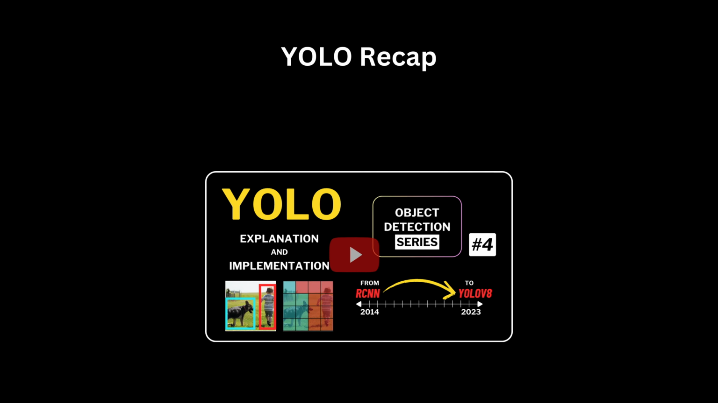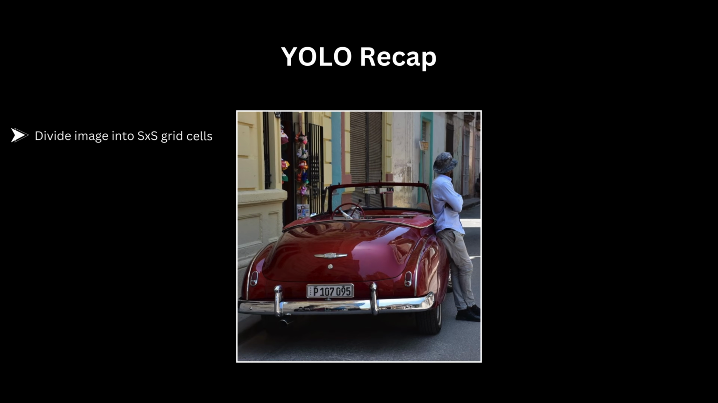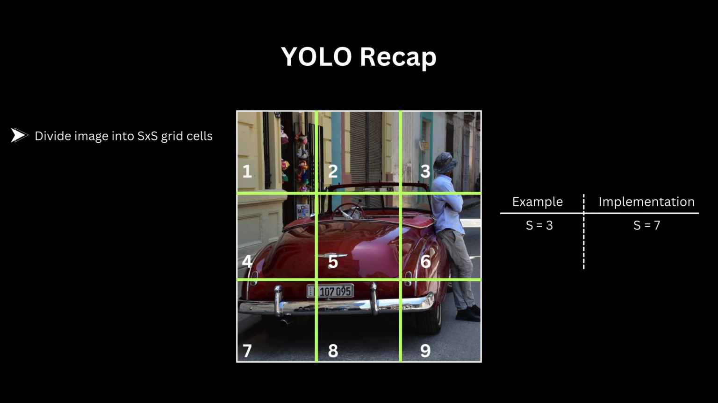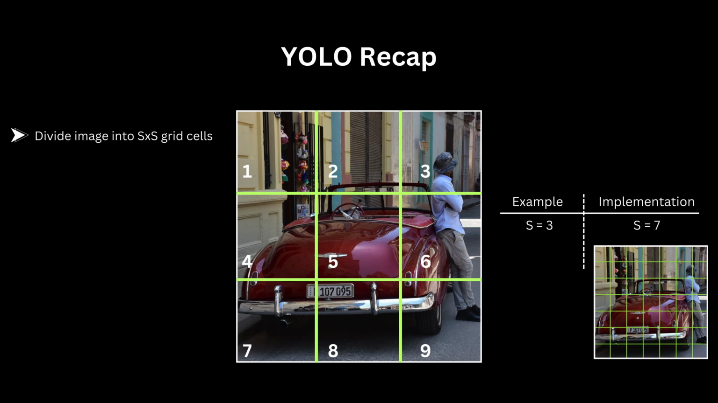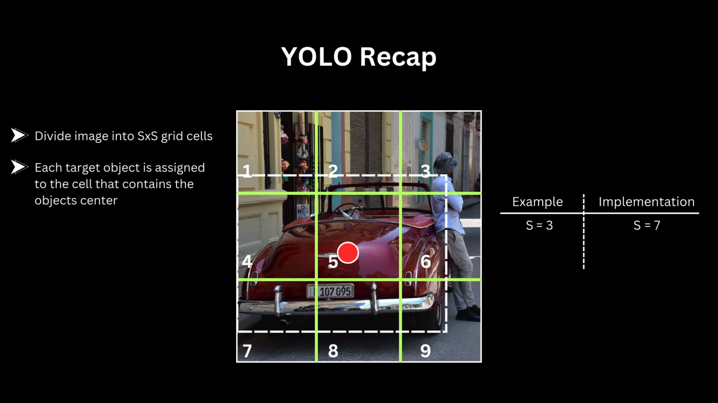And before getting into changes from the previous version, let's do a very quick recap of YOLO v1, which was covered in the last video. Do take a look at that first if you aren't familiar with YOLO at all. In YOLO v1, we take the input image and divide it into S cross S grid cells. During training, each target ground truth object is assigned to only one of these S cross S grid cells. That is the grid cell which contains the center of the target object.